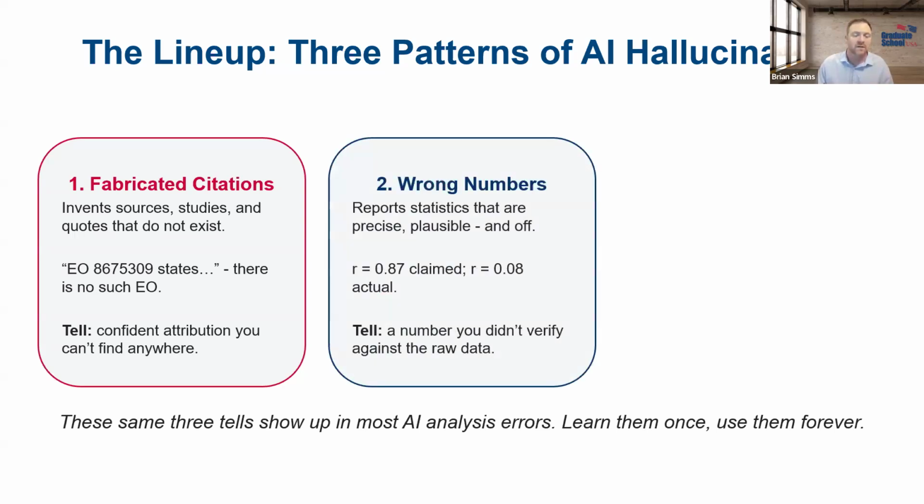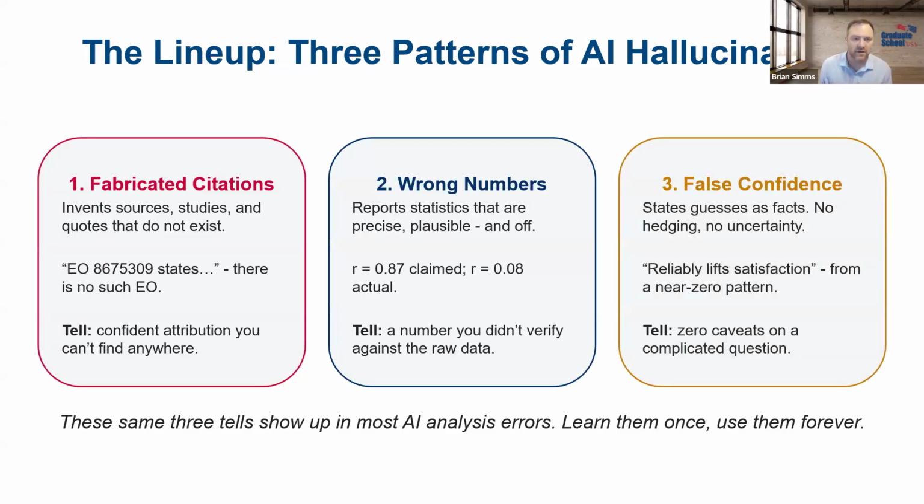Giving wrong numbers, like I just mentioned, even out to multiple decimal points, looking really plausible for those of us who aren't fantastic at math or statistics. Or, again, just a false level of confidence. No caveats. It seems so certain. It's not inviting you to follow up or presenting any sort of weakness in its statement. So these are the three forms that it can take.